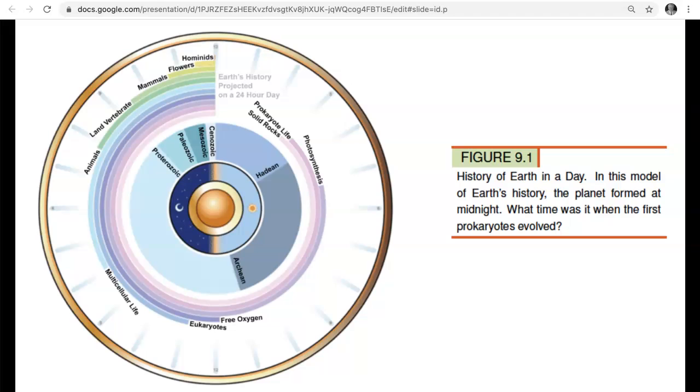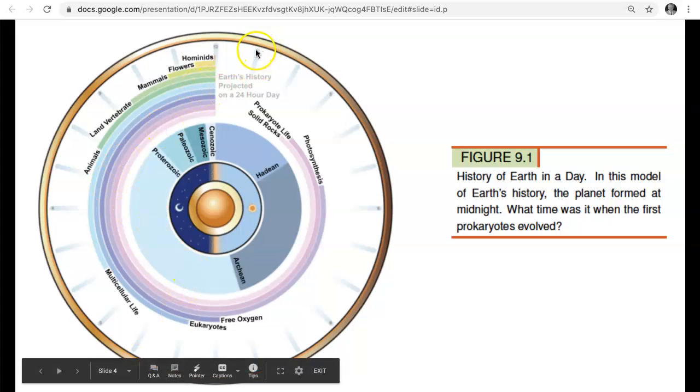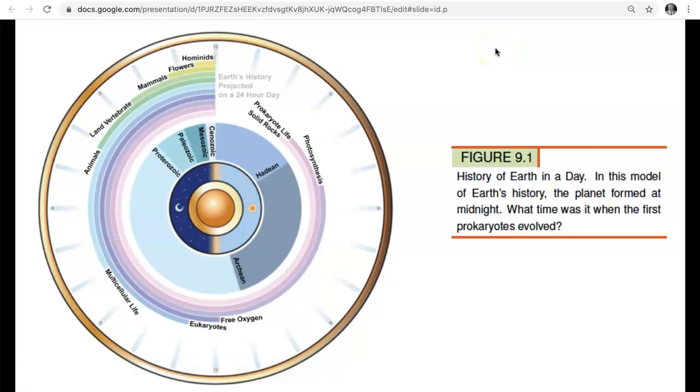This is a 24-hour clock. Here's 1 o'clock, 2 o'clock, 3 o'clock, 4, 5, 6, 12 o'clock, 1800, and 24. What they're trying to do with this 24-hour clock, this metaphor for the life on Earth, is give you a sense of how long life has been here. We're going to use this metaphor, the 24-hour clock, this way, and in another way I'll show you in a second. But if we take a look at this, remember right up here is when our Earth formed.